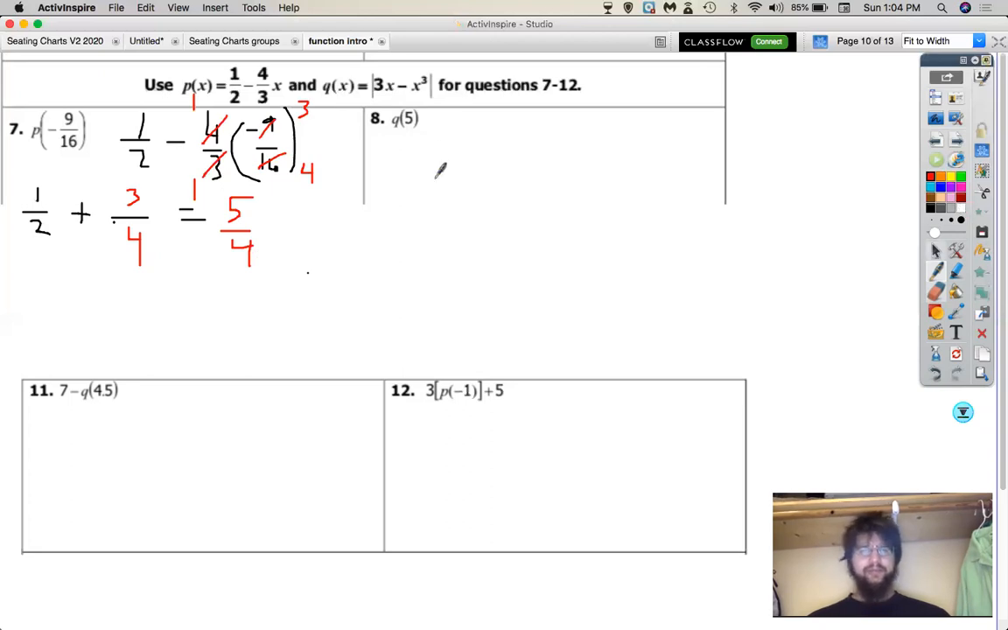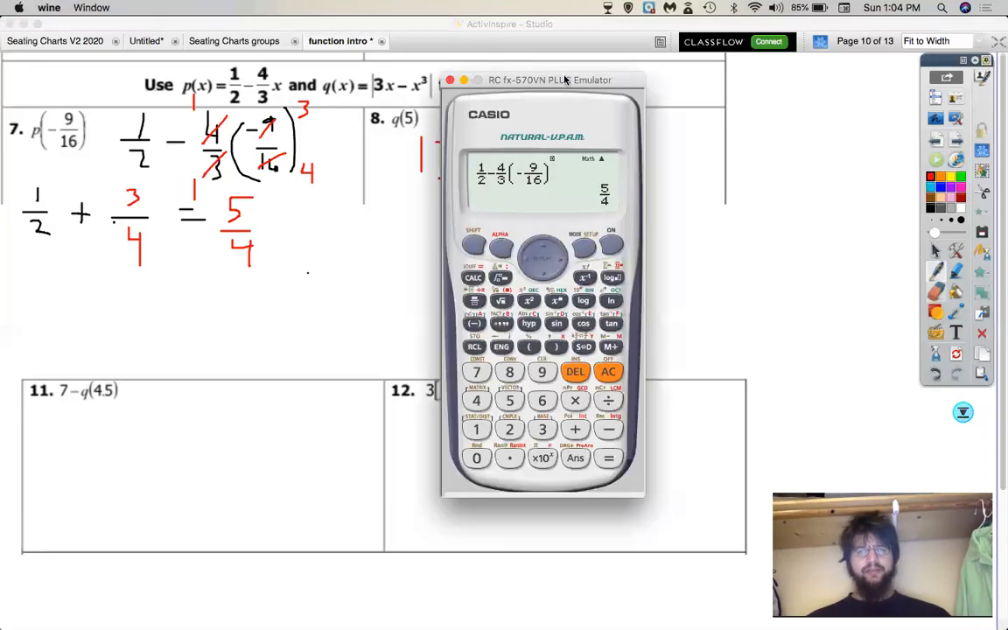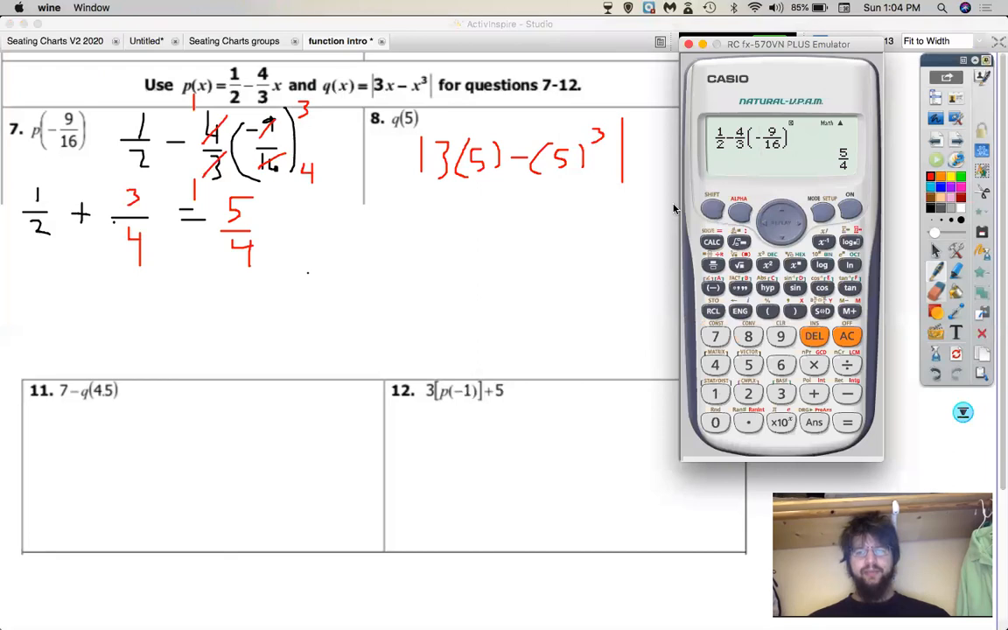Now, Q of 5, that is absolute value of 3, use a parenthesis, 5, minus parenthesis, 5 to the third, absolute value. Type it in there. You have it set up. You can do shift hyp for the absolute value. Ask me where it is on your calculator, because again, I told you to get this calculator for a reason. Okay.